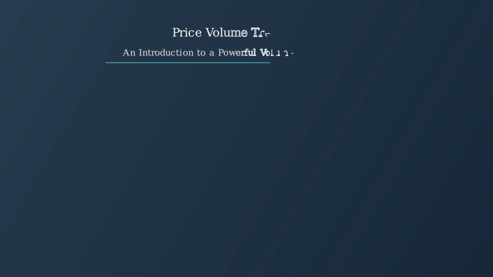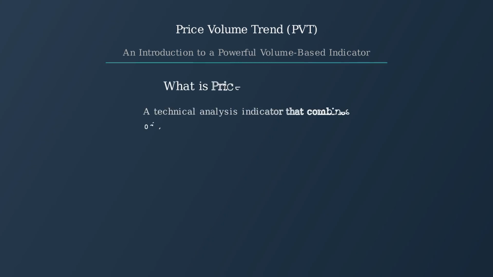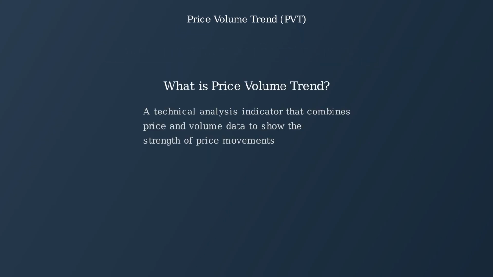The price volume trend, commonly known as PVT, is a technical analysis indicator that combines price and volume data to measure the strength of price movements. At its core, PVT helps traders determine if a price movement is supported by significant trading volume, which makes that movement more reliable as a trading signal.